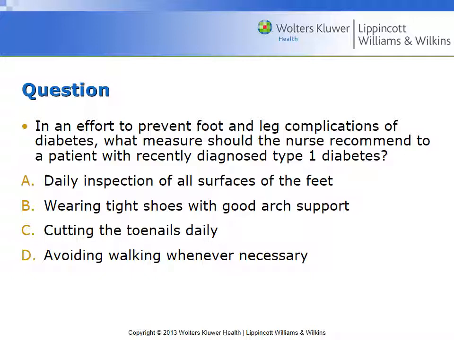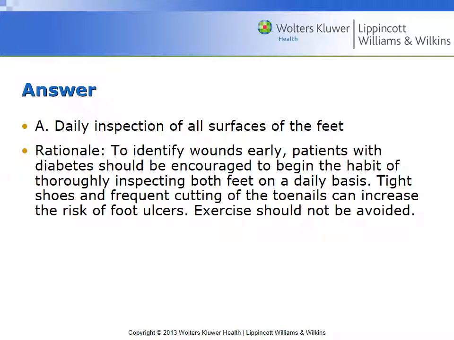In an effort to prevent foot and leg complications of diabetes, what measures should the nurse recommend to a patient with recently diagnosed type 1 diabetes? A. Daily inspection of all surfaces of the feet. B. Wearing tight shoes with good arch support. C. Cutting toenails daily. Or D. Avoid walking whenever necessary. Answer A.